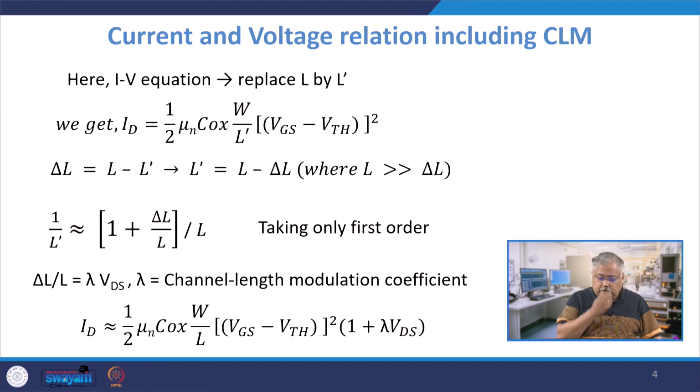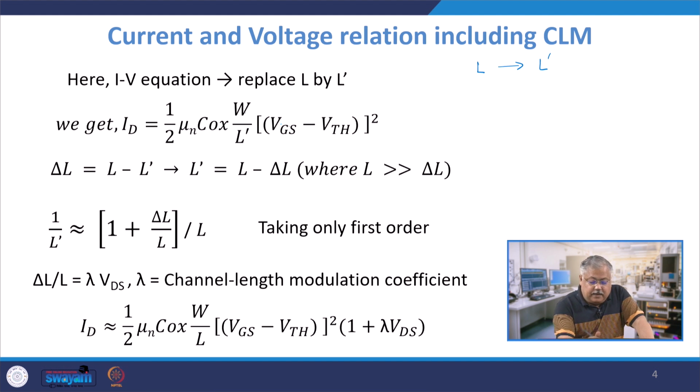Right, let us see how the equations are there. We already know that in saturation the drain current equation of a bulk MOSFET is given by 1/2 mu n C oxide W by L prime. We have replaced L by L prime, where L is the original length and L prime is the shortened length, the effective length after you have applied CLM.